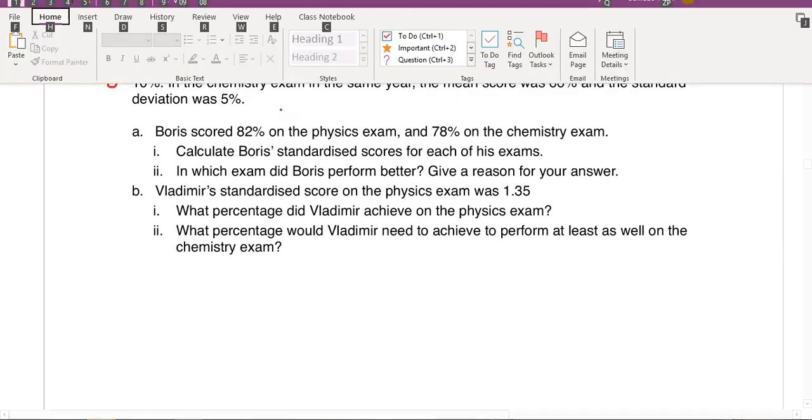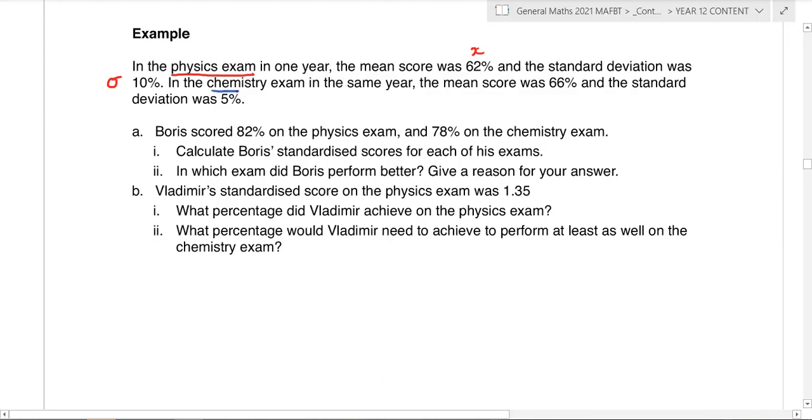In chemistry, so I'll use another color. In chem, the mean score was 66%. I forgot to put a dash on top of this one. And the standard deviation was 5%. So that's the standardized score. Sorry, the standard deviation, not the standardized score.